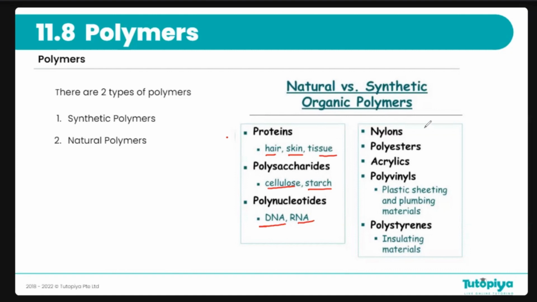And then let's look at the synthetic polymers. These are the man-made polymers. So there's nylons, polyesters, acrylic, polyvinyl. These are the plastic sheets, the plumbing material, pipes that we use are all polyvinyls. And there's also polystyrene. Polystyrene is used as thermal insulating material.